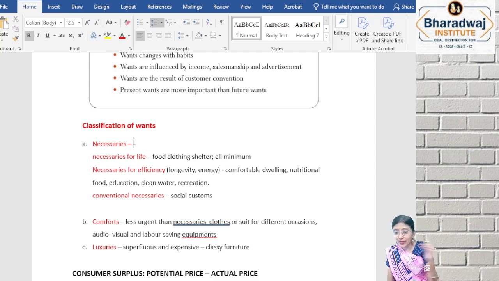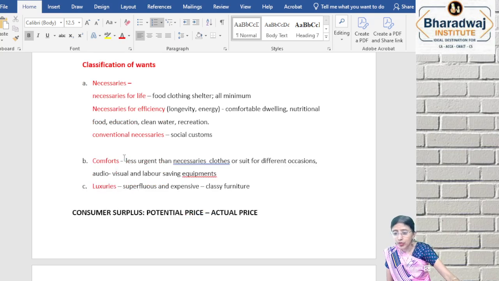And conventional necessaries. That which follows social customs. It is a puja day. In your home, they'll ask you to wear a dhoti. So that necessary is because of your social custom. They'll ask you to wear a sindoor. It is because of a social custom. So when that commodity becomes a necessary because of a social custom, it is called conventional necessaries. Three types of necessaries, understand.